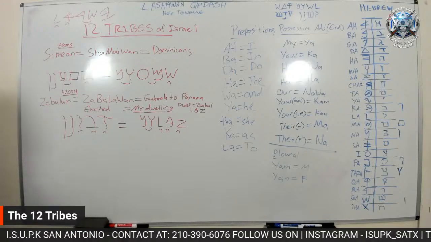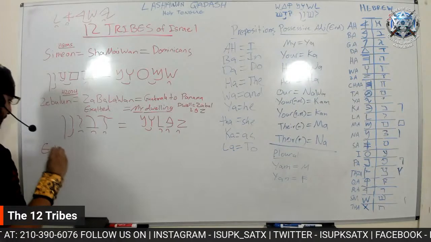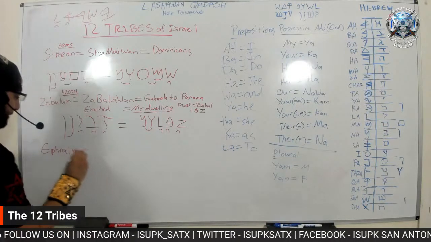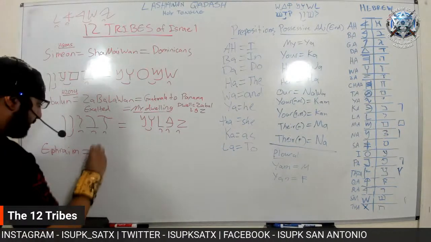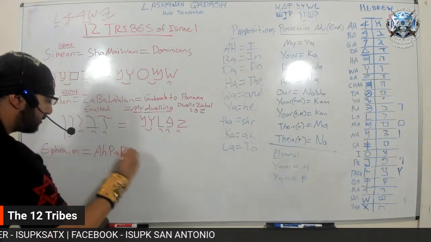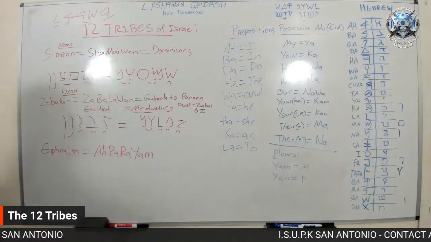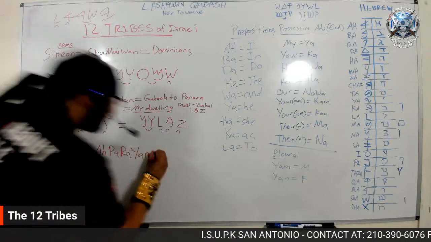We then have Ephraim. Aparium, which we know today as the Puerto Ricans.